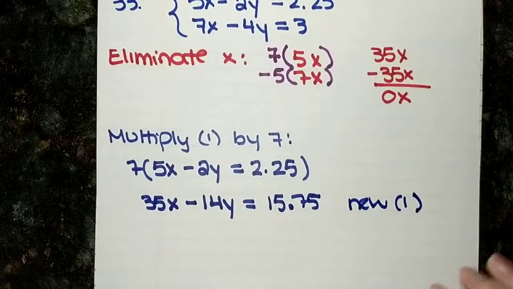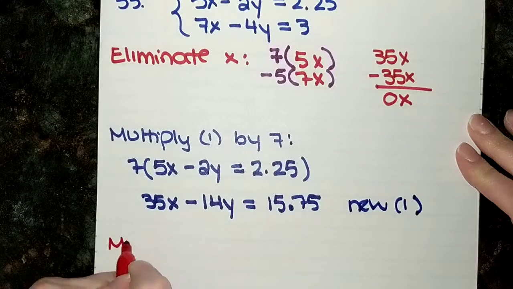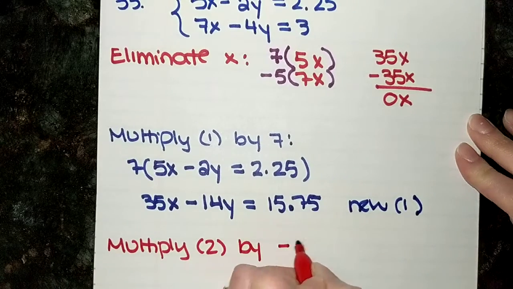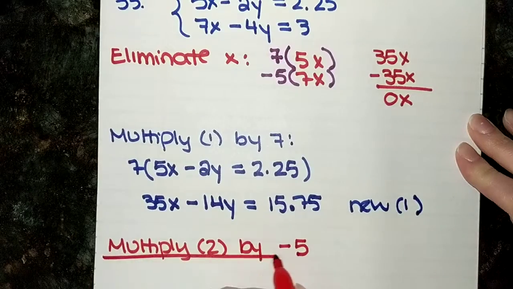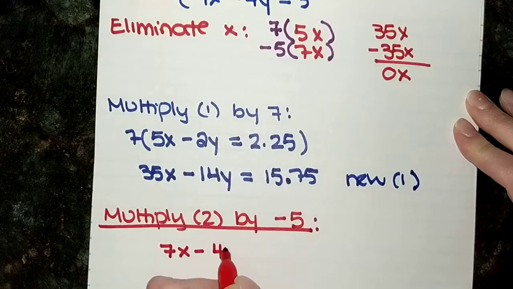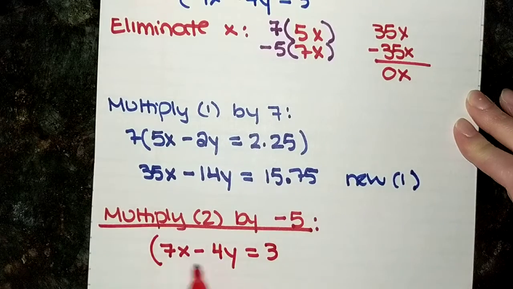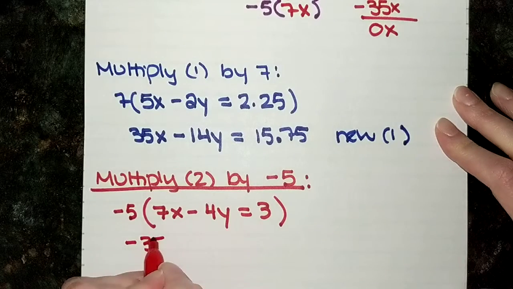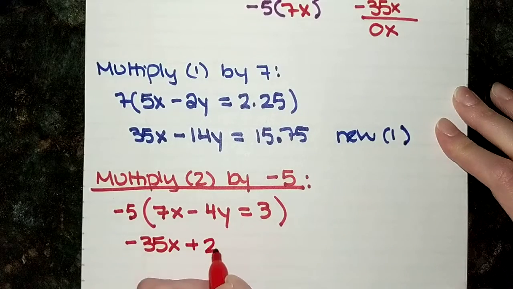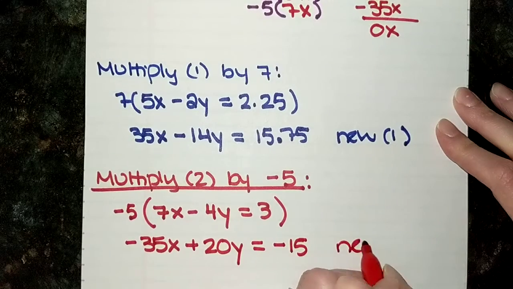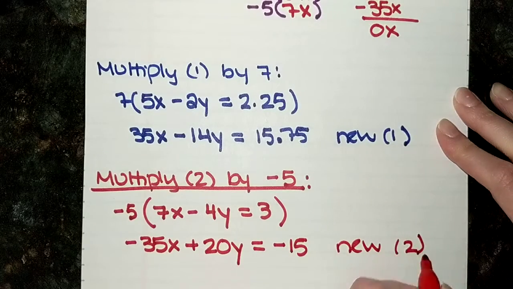Now, we will also multiply equation 2 by, in this case, -5. So when we multiply by -5, again, we're taking equation 2 and then multiplying all of that by -5. So this gives us -35x plus 20y equals -15. And that's our new equation 2.